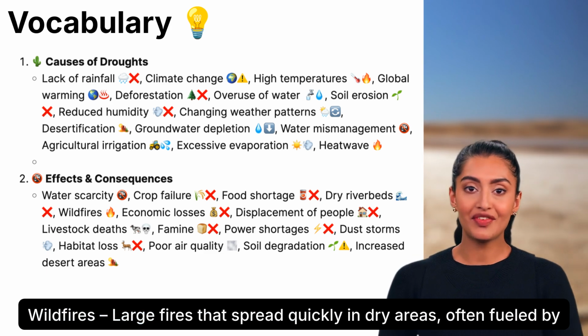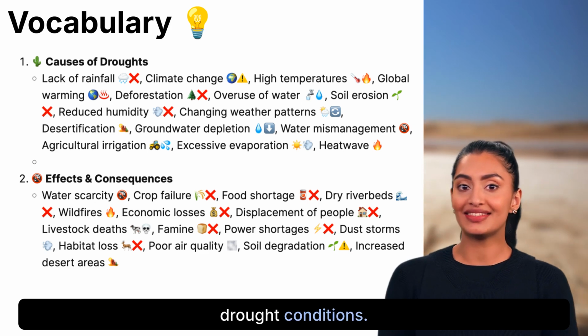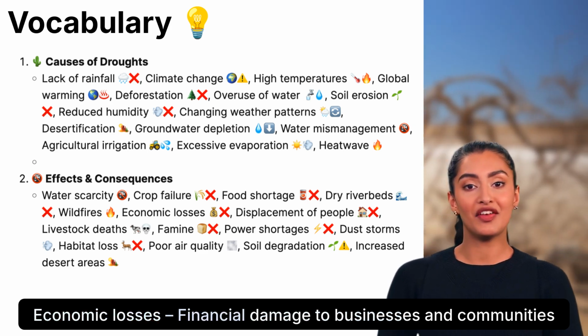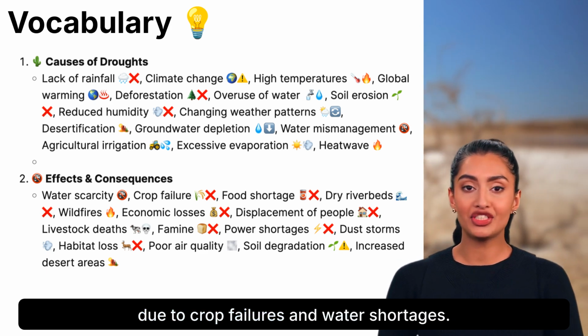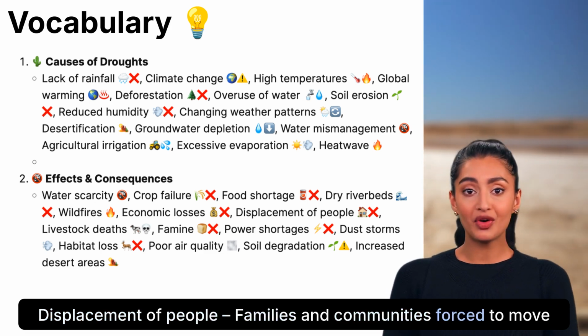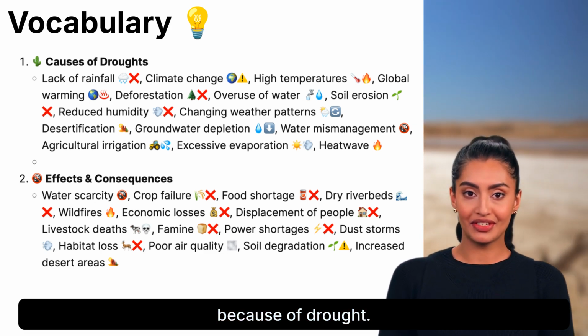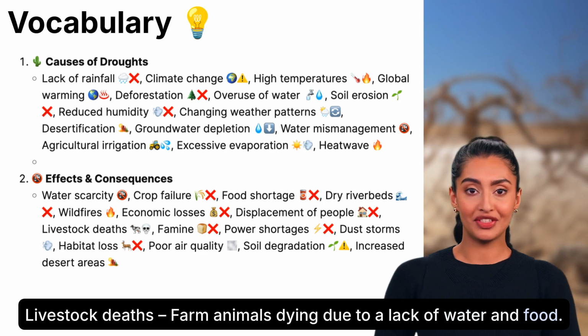Wildfires, large fires that spread quickly in dry areas, often fueled by drought conditions. Economic losses, financial damage to businesses and communities due to crop failures and water shortages. Displacement of people, families and communities forced to move because of drought. Livestock deaths, farm animals dying due to a lack of water and food.